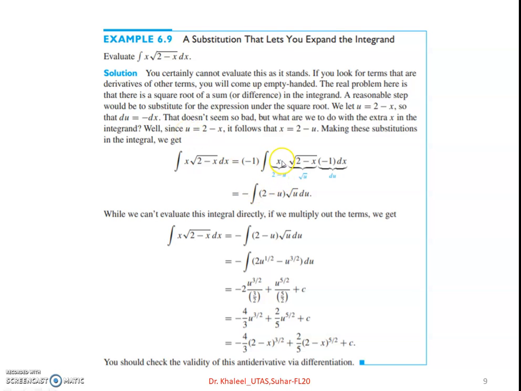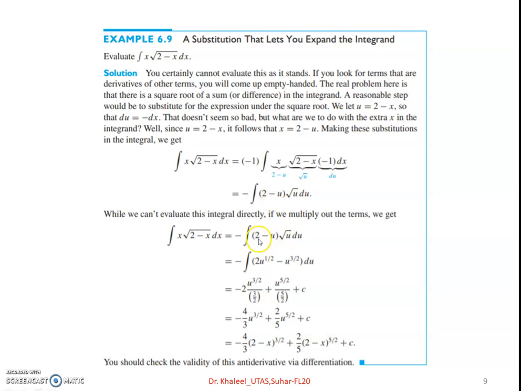Now this x we can write, since u is equal to 2 minus x, as x equals 2 minus u. So this x is 2 minus u. Now this x dx becomes (2 minus u) root u du. Here you cannot multiply this, but these two can be multiplied. That means I can open the bracket.